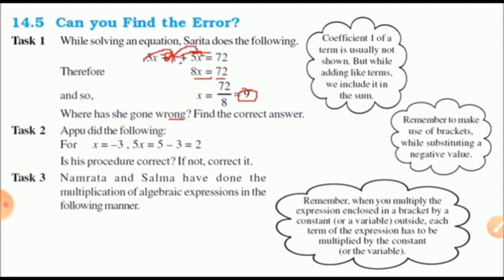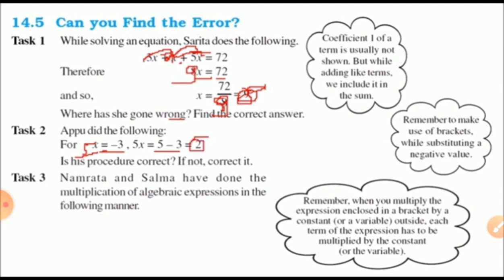Where has it gone wrong? Find the correct answer. Appu did the following: x is equal to minus 3, 5x is equal to 5 into minus 3, which is equal to 2. Is this procedure correct? If not, correct it. Third task: Namrata and Salma have done the multiplication of algebraic expressions in the following manner.